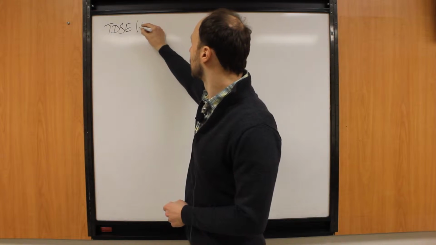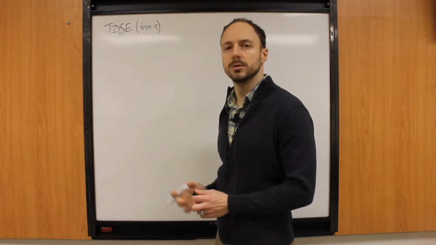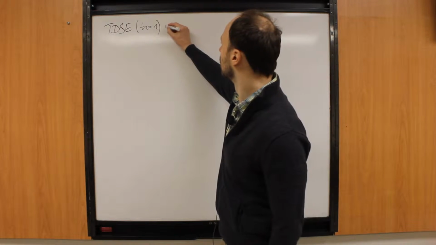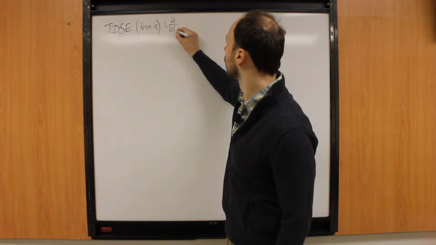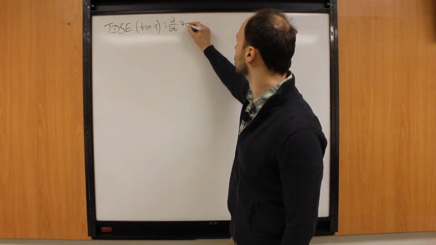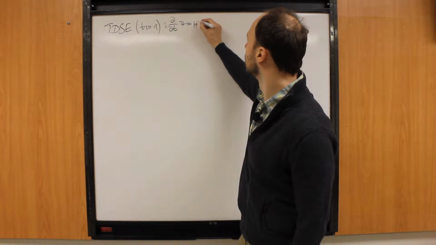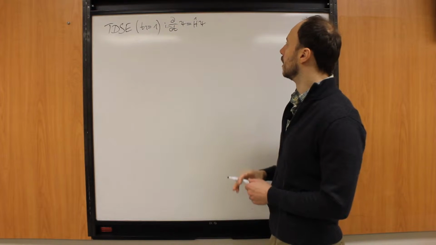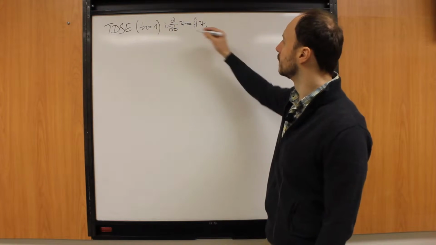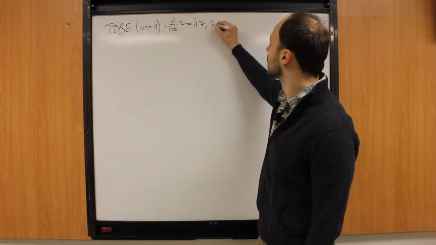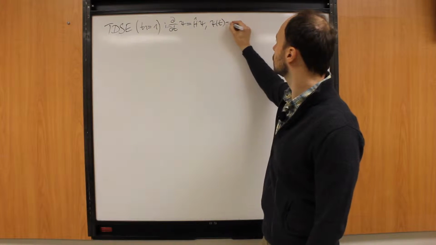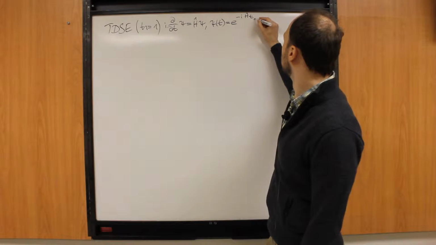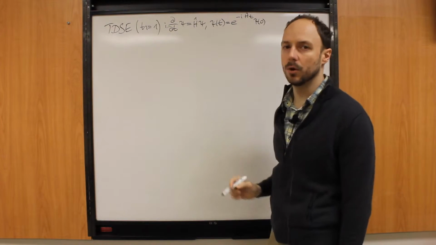I will be using h bar equals 1. We're usually using atomic units in implementations, so this is actually what we do. We have i d over dt of the wave function equals the Hamiltonian applied to the wave function, and we can solve this formally using the exponential operator e to the minus i H t applied to psi at the initial time 0.